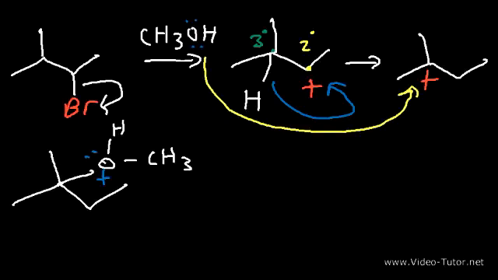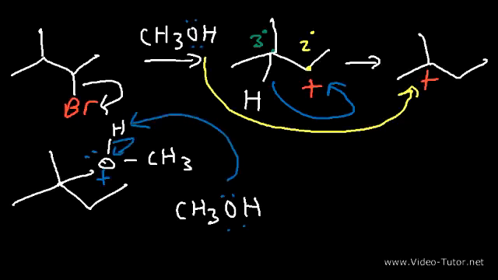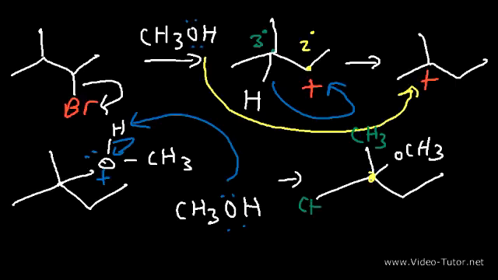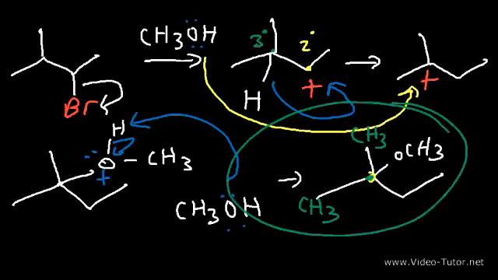Now, once we form this intermediate, we're going to use another methanol molecule to get rid of the hydrogen. And so now we have the final product, which is an ether. Notice that this carbon atom is not chiral. We have 2 methyl groups. In order for a carbon atom to be chiral, it has to have 4 different groups. So this is the product. You do not need to indicate stereochemistry for this product. In fact, you can't, because this carbon atom is not chiral. So the product is an ether.